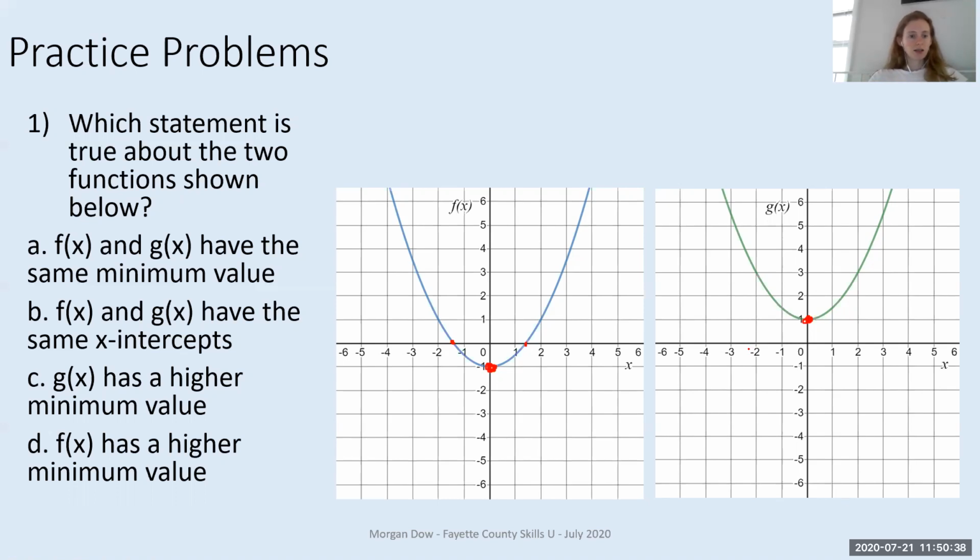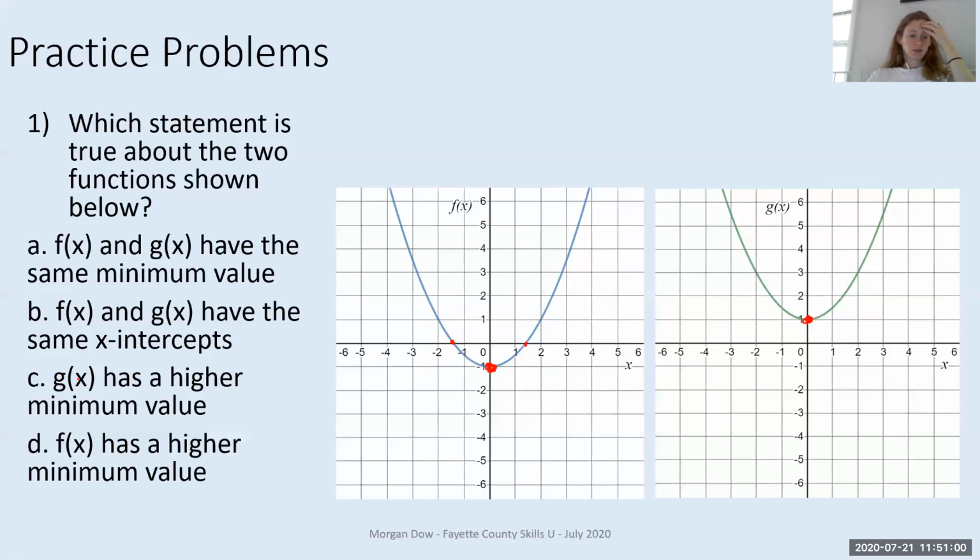Choice A, it says f of x and g of x have the same minimum value. Well, we just talked about how it's not true, right? They actually have different minimum values. Choice B, f of x and g of x have the same x-intercepts. Again, we know that's not true. F of x has two x-intercepts. G of x does not have any x-intercepts, so they're definitely not the same.